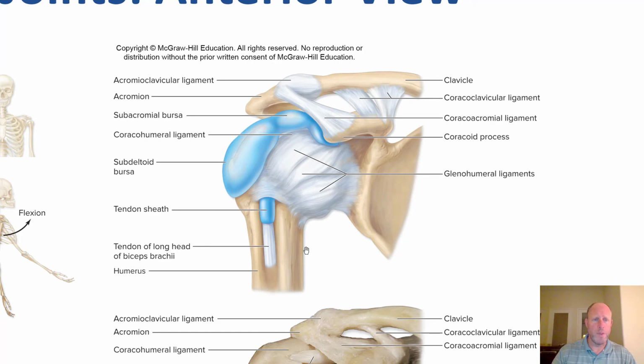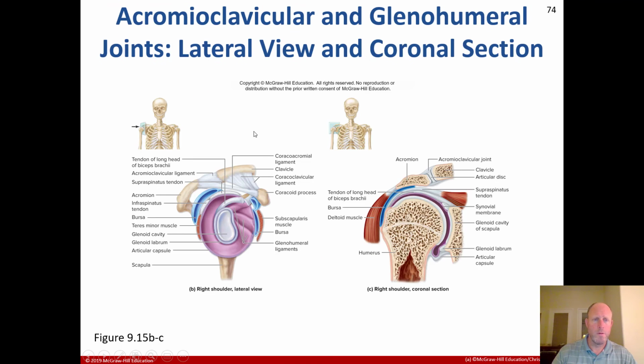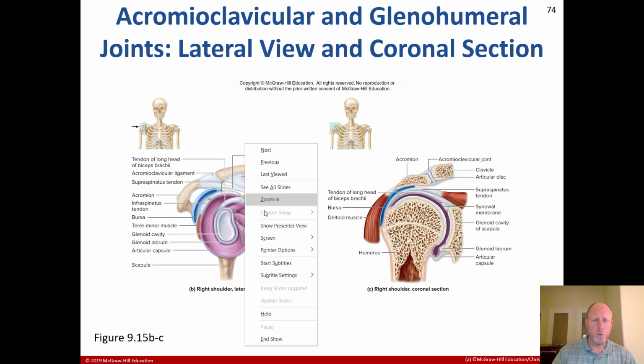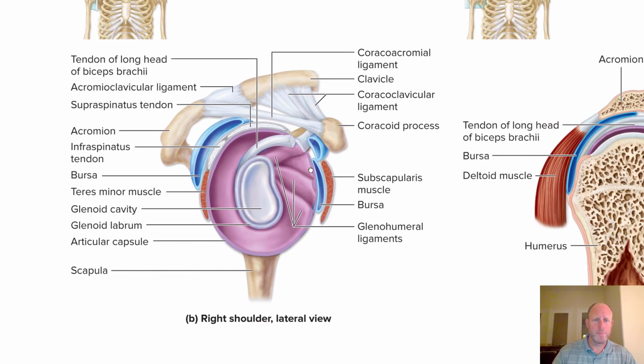And actually, for now, that's all we're going to spend time with. As far as lateral view in the coronal section of the shoulder, take a quick look here. So here we have that tendon of the long head of the biceps brachii, right here, and that's an oft injured or strained type tendon there.